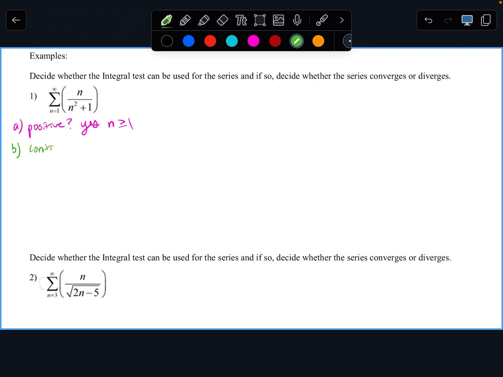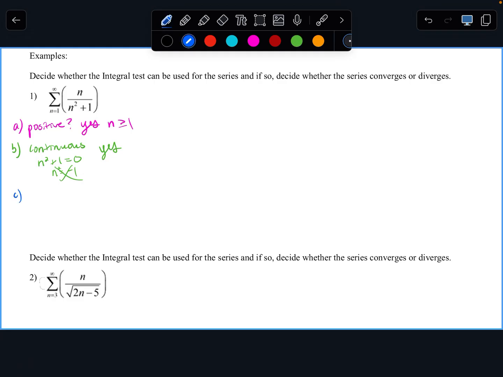B, is it continuous? And you're like, why is there a denominator? So again, the denominator is what's going to mess that up. So if you set that equal to 0, you can kind of tell already it doesn't ever happen, so this is yes. There's not an asymptote, right?